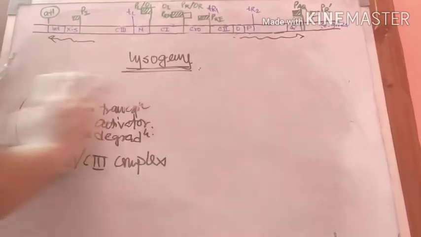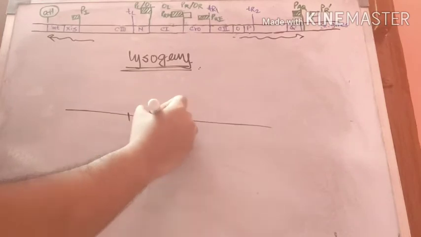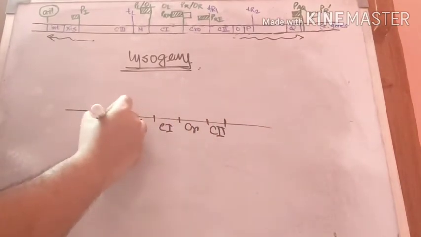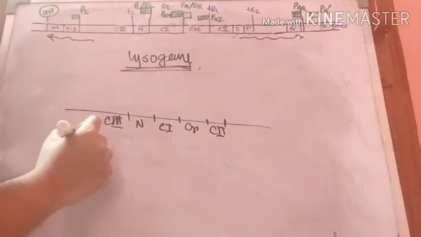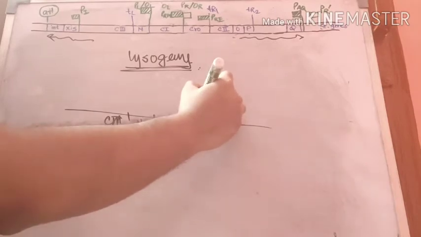Then what happens? What happens is that this is the C2, this is Pro, this is C1, this is N, and this is C3. Now the C2, C3 complex is there. Let me denote the C2, C3 complex like this. Say this is the C2, C3 complex. Then the C2, C3 complex binds particularly at this PRE. Binds to PRE.